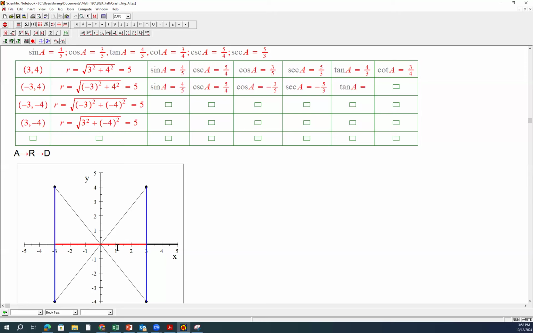And tangent of the angle, of course, this angle terminates in the second quadrant. In the second quadrant, it is going to be the blue over red, right? So it's 4 over -3. So it's just -4/3. Put a negative sign in front of it. And cotangent of A, okay? That's going to be the reciprocal of it. So it's going to be -3/4.